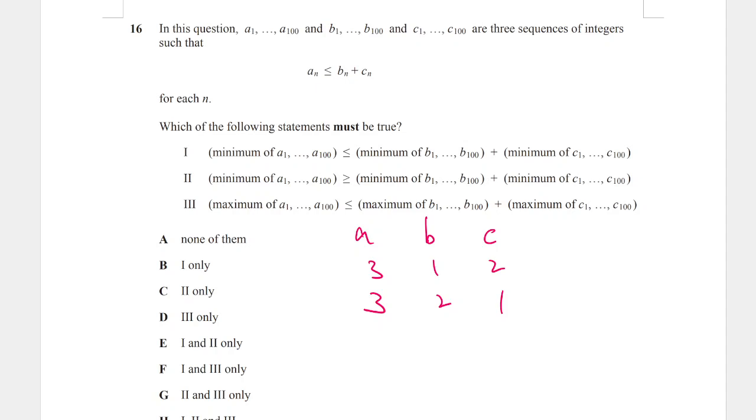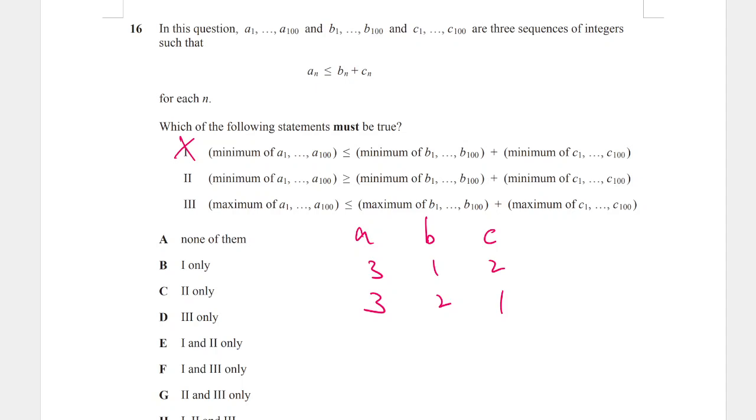Okay, so the minimum of A is 3, and then how about the minimum of B? Minimum of B is 1, and the minimum of C is also 1, right? So 3 is bigger than 1 plus 1, which is 2, so option 1 is false, right? I found a counterexample. So basically, if you find anything where the minimum of A is not made up of the minimum of B and minimum of C, then you're pretty much good to go.